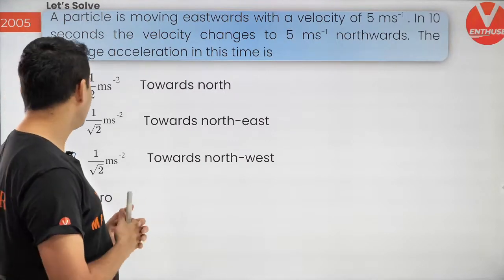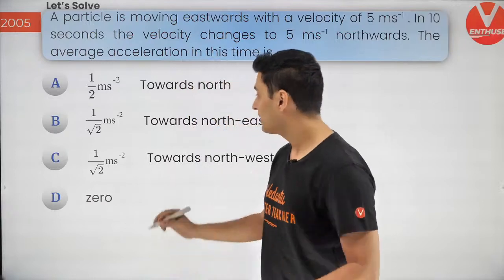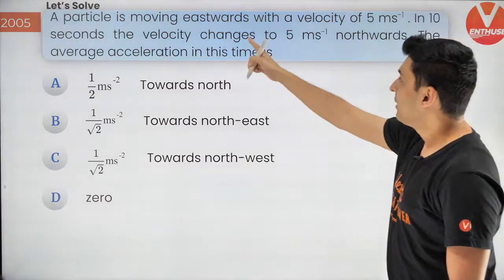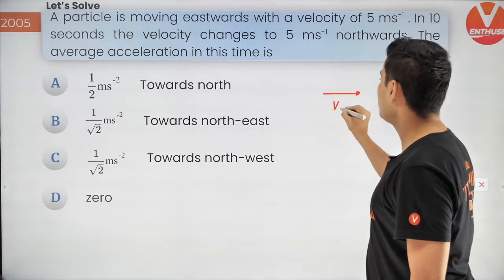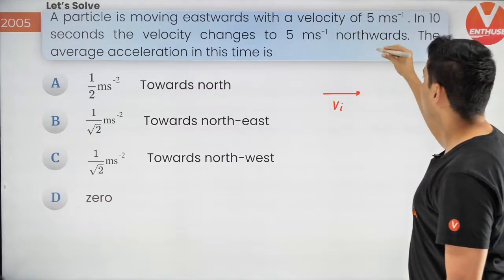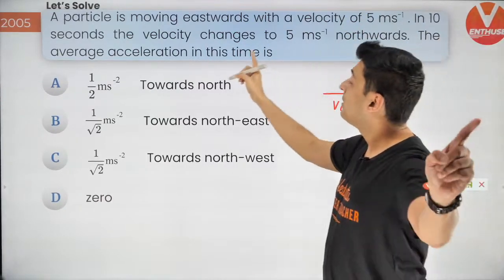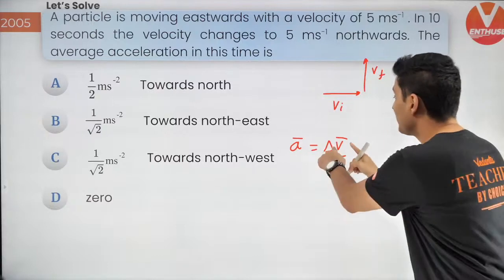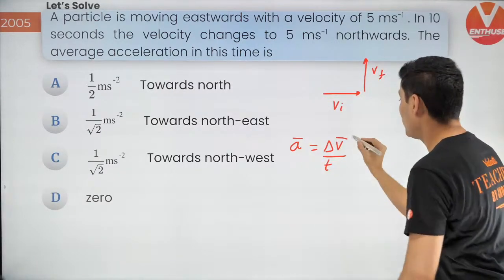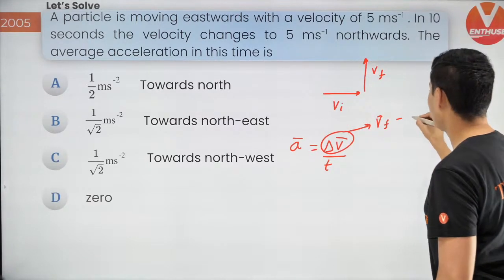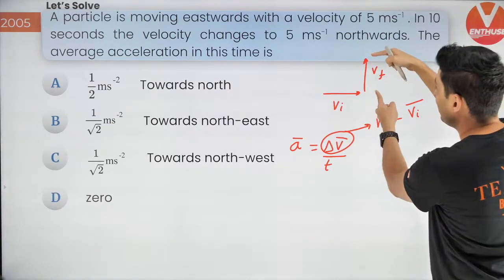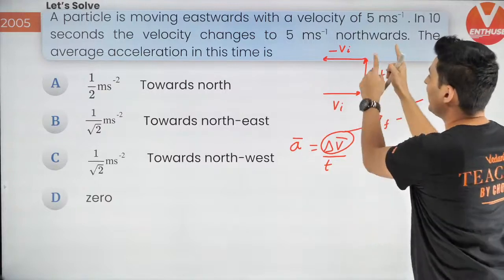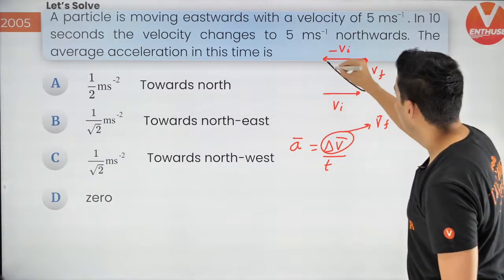You know what I will do in the actual exam? I won't even calculate this value. The particle is moving towards east, correct? This is initial velocity. Then it turns and changes to north. This is final velocity. What do we need to find? Acceleration. What is acceleration? Change in velocity by time. So basically you need the direction of the change in velocity. And what is change in velocity? It is final minus initial. So this is final. Negative of initial, this will be minus Vi. So the resultant will be somewhere here.